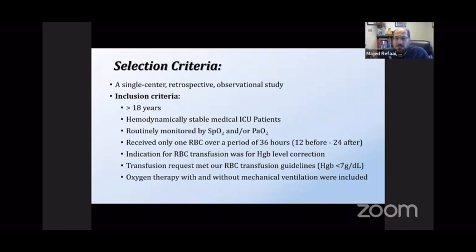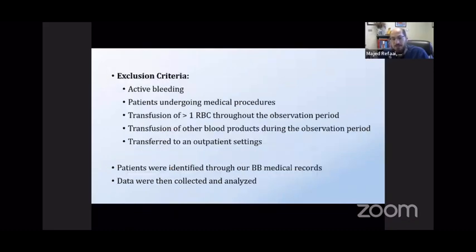The indication for red blood cell transfusion was specifically for hemoglobin level correction. That's what we received in the order in the blood bank when they ordered the unit. And the transfusion definitely met our guidelines, which is hemoglobin of less than 7. Oxygen therapy and also mechanical ventilation were included in these patients. We excluded any active bleeding. We excluded patients undergoing medical procedures, transfusion of more red blood cells, and also transfusion of any other blood products. And also if the patient was transferred to a different unit or out of the ICU.